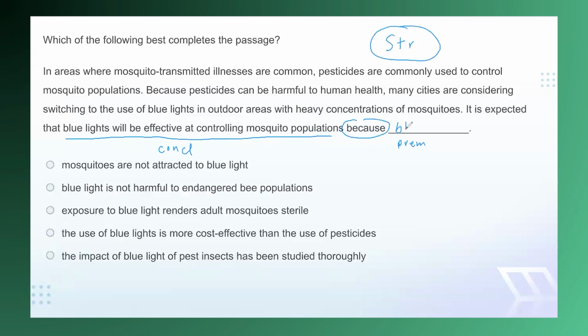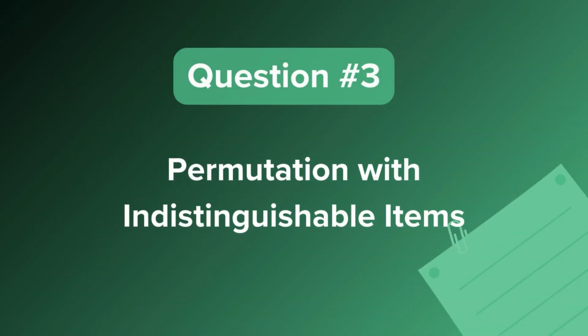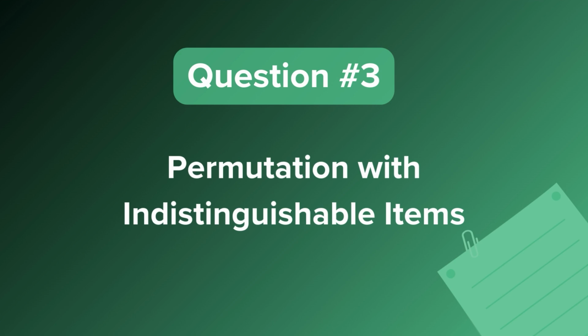The trick is to identify what question type we're dealing with by determining what role the blank fills in the passage. Is it the conclusion of the passage? Then it's an inference question. Is it a premise? Then it's a strengthen question. Is it surrounded by contrast language and transition words? Good chance it's a weaken question. Once we have the question type pegged, we can approach as we normally would a question of that type. Next up is permutation with indistinguishable items.